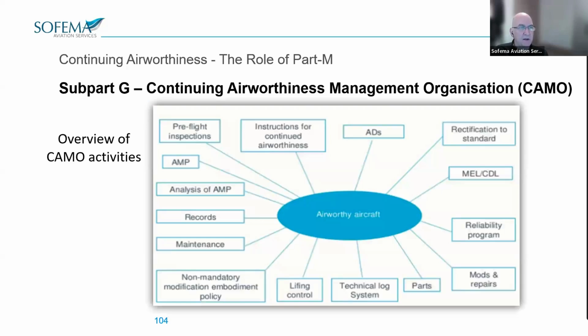So here we have it. There's an overview of the CAMO activities. An airworthy aircraft needs all these things to be happening around it, needs ADs to be incorporated. The AMP needs to be sound and fully suitable for the aircraft's operation. Technical log needs to be completed regularly and up to date. There's a whole lot of factors which go into the control of the CAMO.